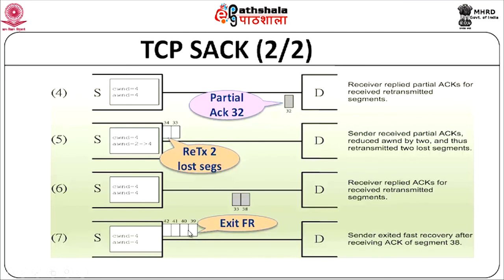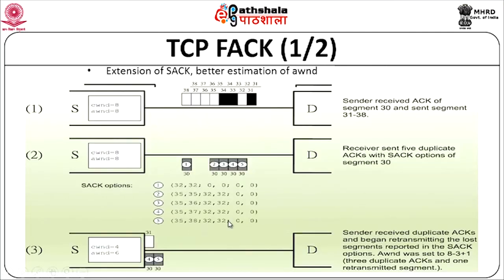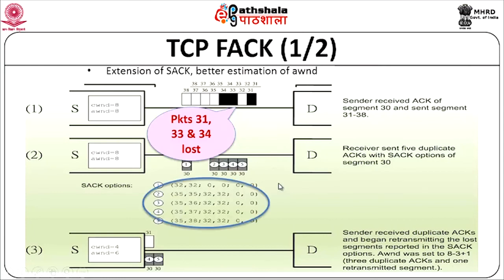In the forward ACK, it's a kind of extension of the SACK mechanism, but you do a better estimation of the window size so that you can transmit more packets, keep it going faster and faster. Here again, same example, you will get back SACK with all this information. Now you don't even wait for 3 duplicate ACKs, instead you will retransmit 31 based on the forward ACK that you receive.